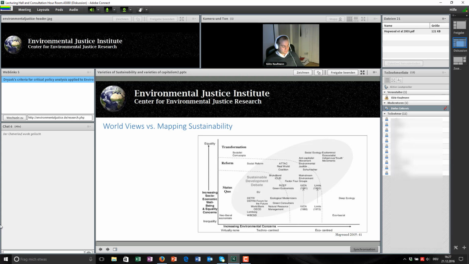And this brings us to the map. You can find it on page 41 of this paper that you find on top. And what Hopwood and his colleagues try to do is to give an understanding of sustainability or sustainable development perspectives, and also link this to several organizations.